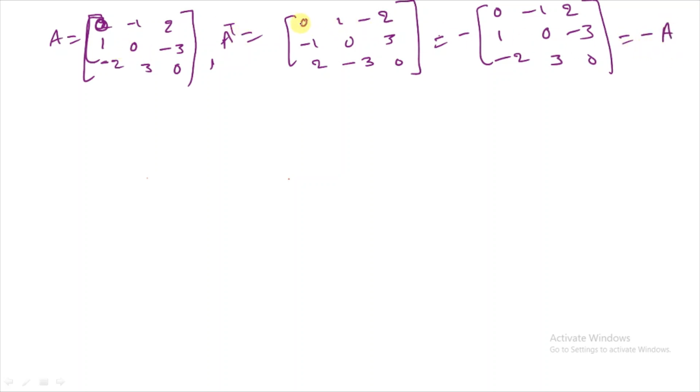So if any diagonal element is non-zero, suppose you take 2 here, and you take minus common, you get minus 2. It's not the same as A. That's why diagonal elements are always 0. One more property.